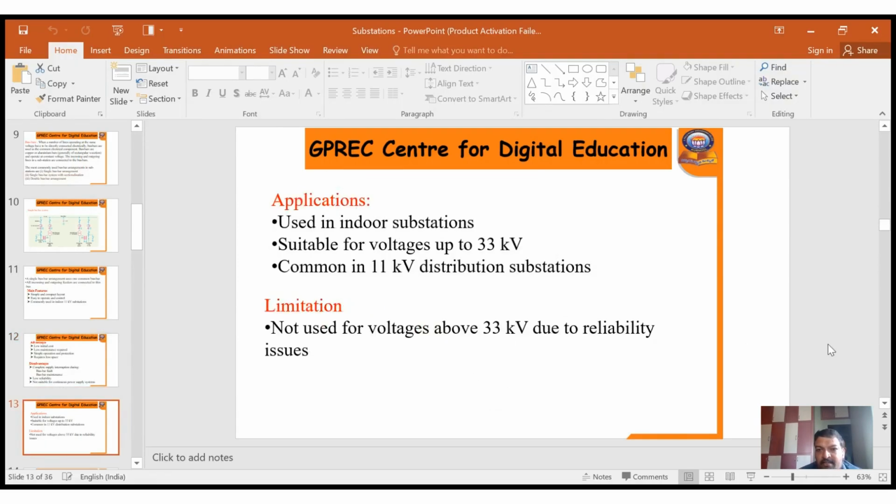Next, coming to the applications, it is used for indoor substations and suitable for voltages up to 33 kV. It is common in 11 kV distribution systems. The main limitation is that it is not used for voltages above 33 kV due to reliability issues. Since it is a single bus bar, we can't use it beyond 33 kV for reliable operation. This is about the single bus bar system.